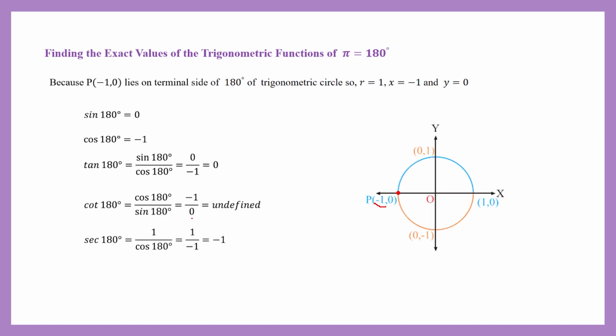For finding secant of 180 degrees, we should calculate the reciprocal, which is 1 by cosine of 180 degrees. Replace the value. By calculating, we will get negative 1. Cosecant of 180 degrees equals 1 by sine of 180 degrees. It is equal to 1 by 0, and it is undefined.